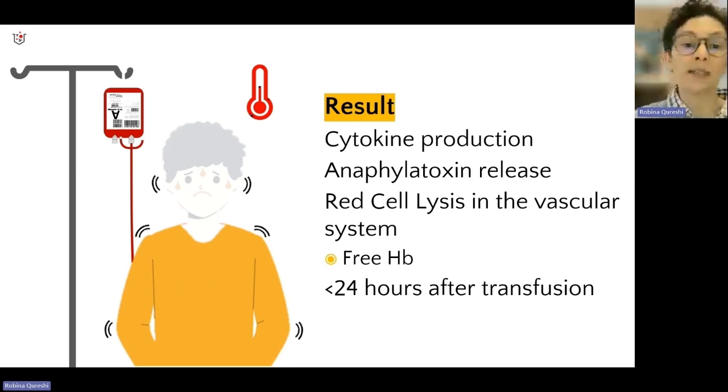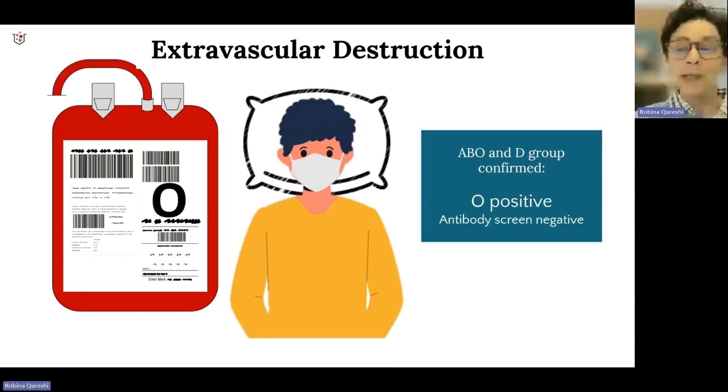So things like cytokine production, anaphylotoxin release, red cell lysis in the vascular system, leading to free hemoglobin, all happening within 24 hours after transfusion. So that's our intravascular setup. But when we take a look at extravascular, so in this scenario, I'm quite happy. My patient's O positive. The antibody screen was negative. So I've selected some electronic issue O positive to give.